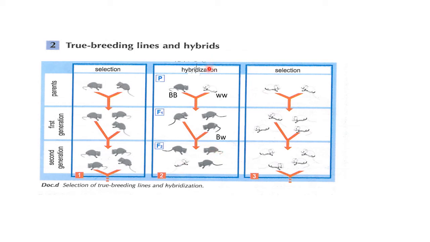So in hybridization the results differ. They are not the same as their parents because I have different phenotypes. Thus the results will be different. We will have white and black mice. This is hybridization cross.